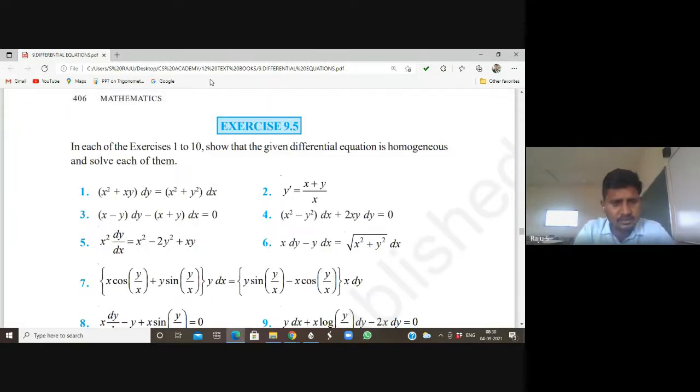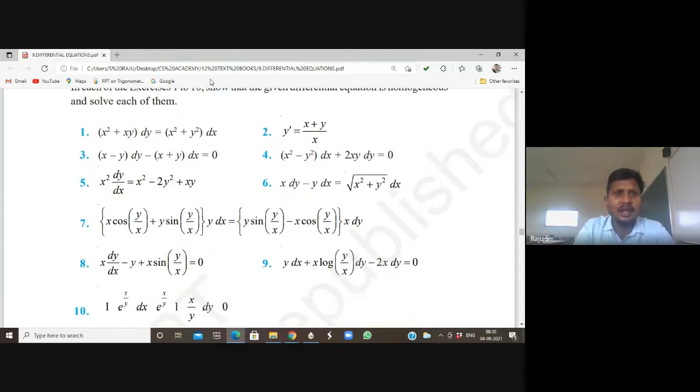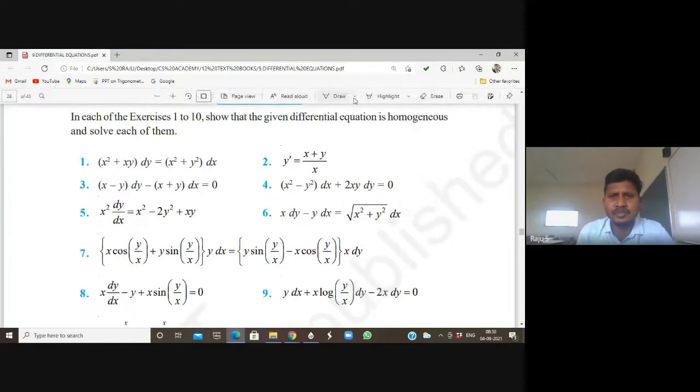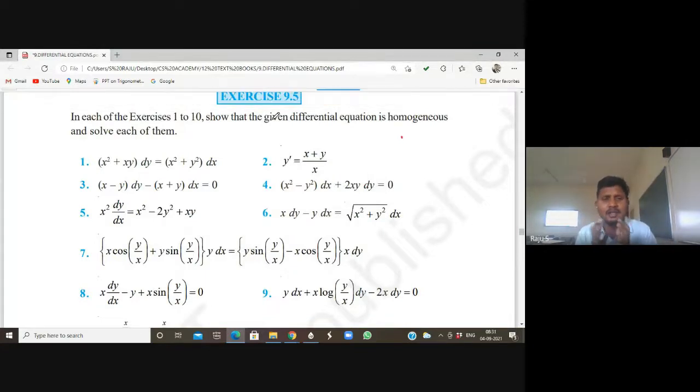Look at your students. Now, how can we identify whether the given function is a homogeneous differential equation or not? Very simple, students. I'm telling you logic.